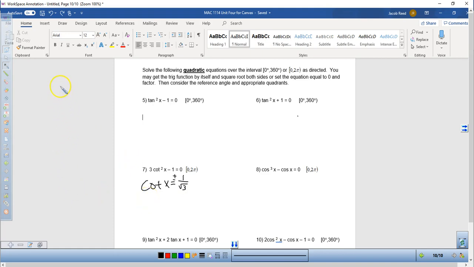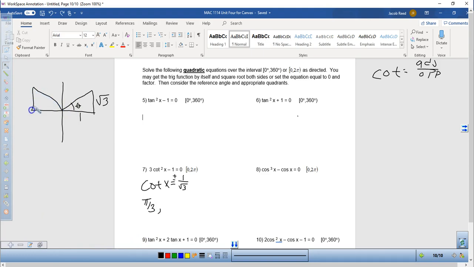So I need to know all of these angles. So let's start up here. Here's theta. And cotangent is adjacent over opposite. So that means that adjacent is going to be my number 1, and then opposite is my root 3. Well, opposite root 3 is always 60 degrees, and 60 degrees in radians is pi over 3. So there's the first one.